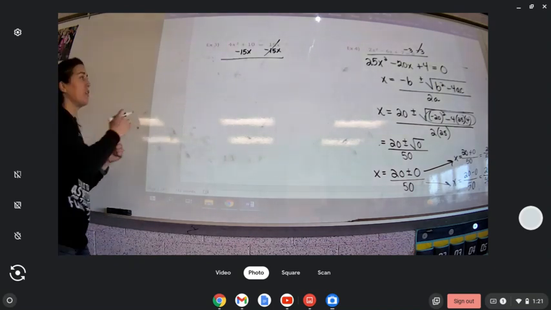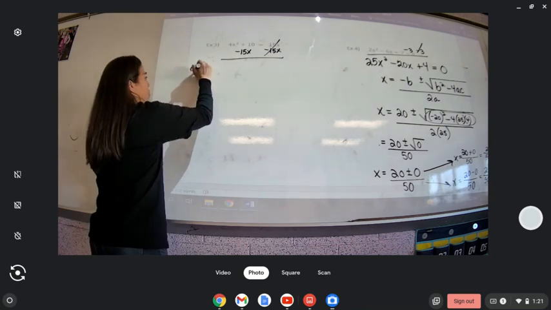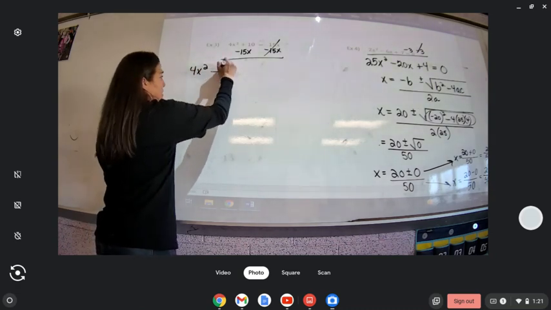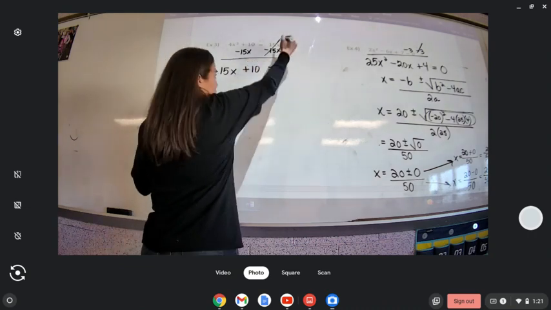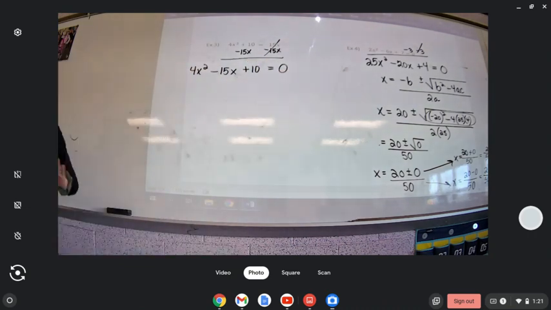Who should I write first? 4x squared. Who should come next? Minus 15x. And who should be last? Plus 10, and now it equals nothing, which is 0. Okay, I would look for a GCF. If you could take a GCF out and get a smaller number for A, B, and C, do it, guys. It does make your life easier in the end.